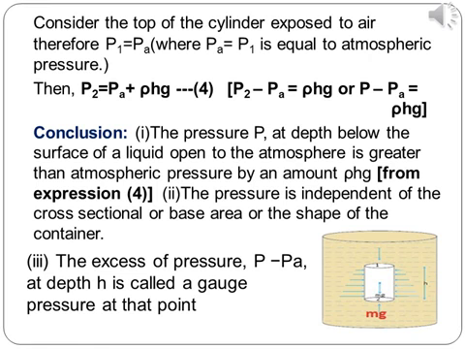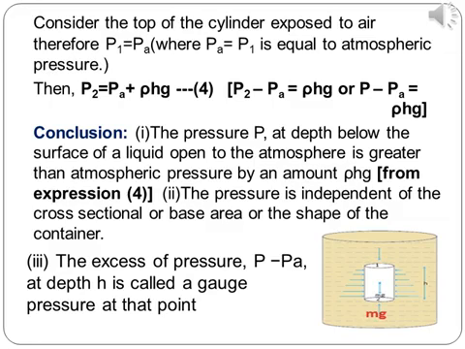Consider the top of the cylindrical element exposed to air. Then P1 is equal to PA, the atmospheric pressure. So, from expression 3, we can write P2 is equal to PA plus h rho g, which is expression 4. You have to see that the pressure P at depth h below the surface of a liquid open to the atmosphere is greater than atmospheric pressure by an amount h rho g.